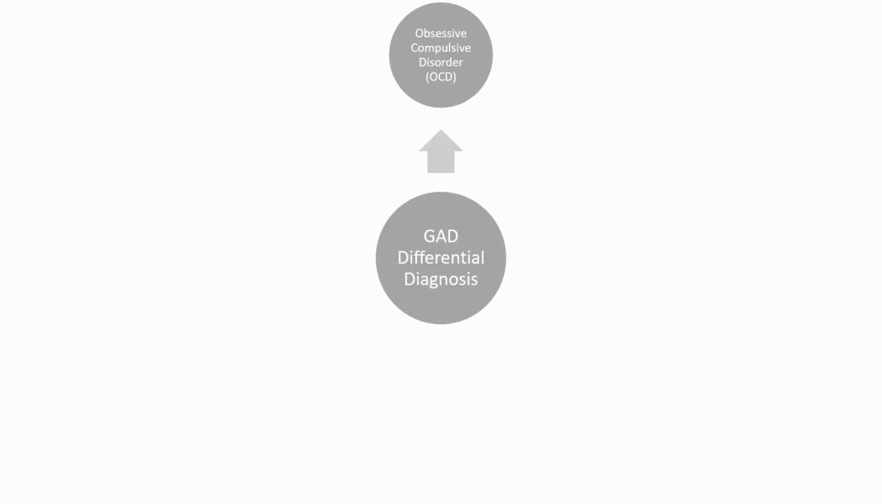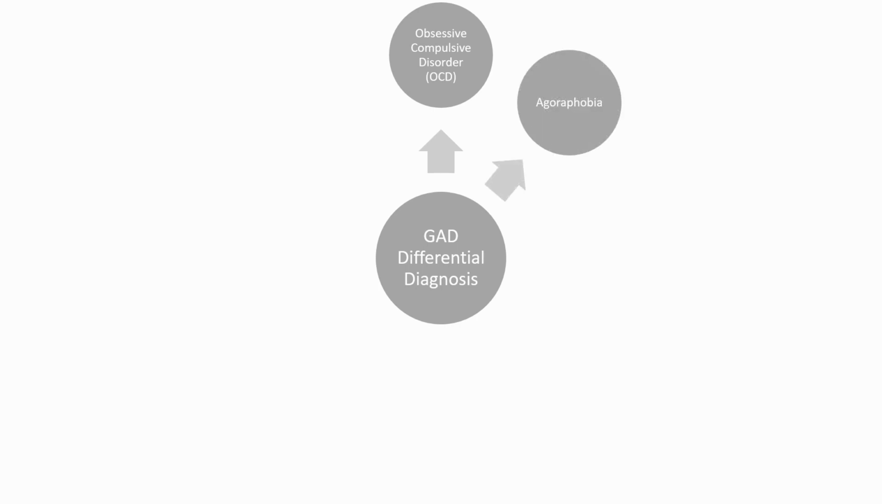There are several other diagnoses you may want to consider when thinking about GAD. Unlike in OCD, obsessions or compulsions are not a criteria for GAD. However, a patient can have a comorbid diagnosis of OCD if they meet the DSM-5 criteria.